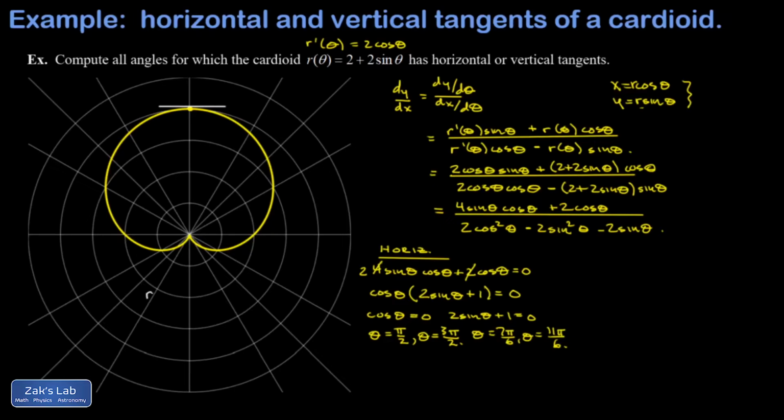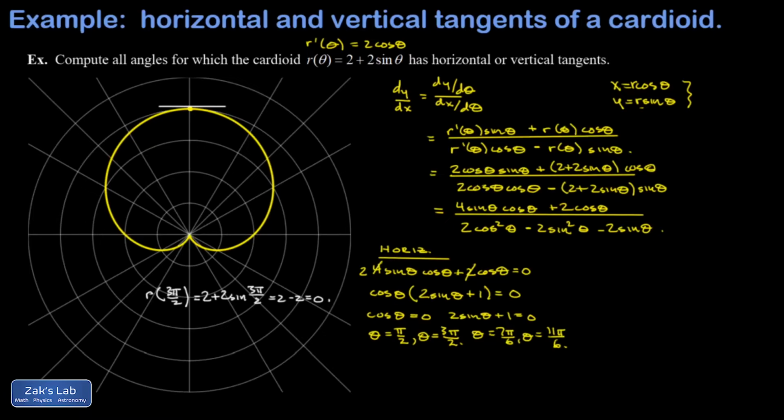If I do the calculation real quick, r of 3 pi over 2 is going to be 2 plus 2 sine 3 pi over 2. And sine of 3 pi over 2 is negative 1, so this is 2 minus 2, and it's 0. So we are indeed looking at the origin, and there's a cusp there, which means the slope of the tangent line shouldn't be defined. How can we find this algebraically?